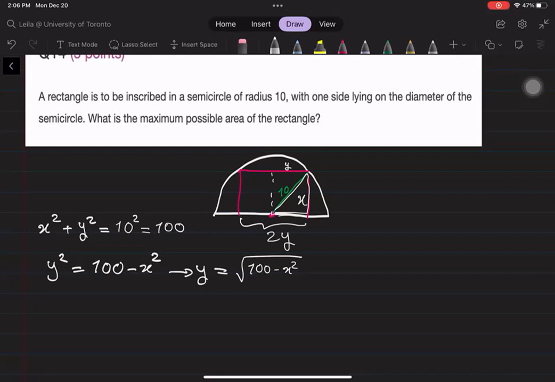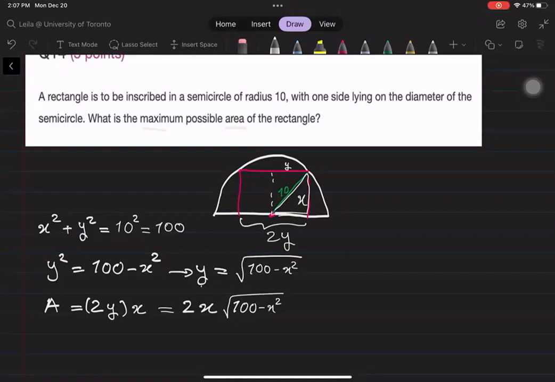Okay. So the question asks, what is the maximum possible area of your rectangle, right? So your area is 2yx with my naming, yours could be different, so it could just be xy. Then you set y equal to the square root of 100 minus x squared and substitute that. So you have 2x times the square root of 100 minus x squared.